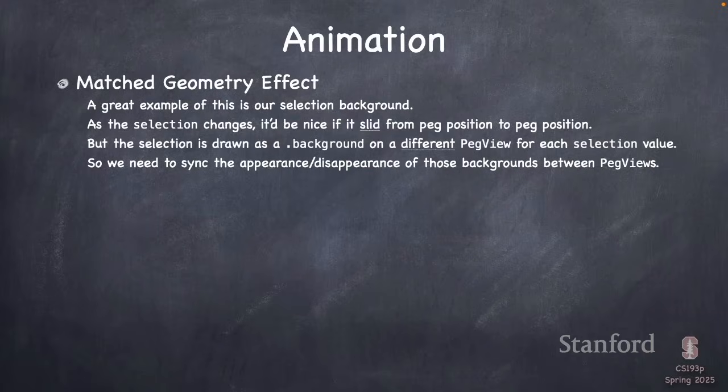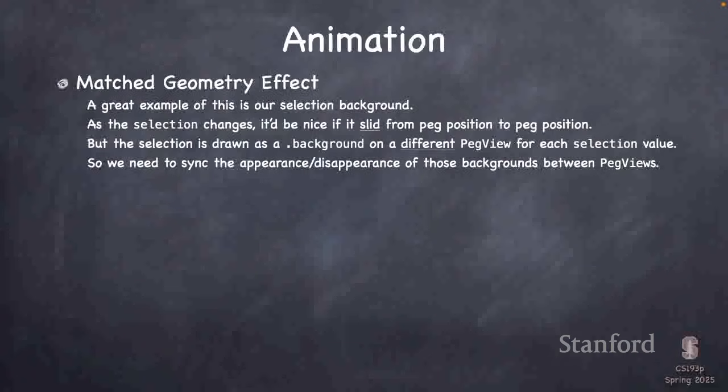Now, what's an example of this? We have one in CodeBreaker, our selection. When we tap on the selection, it's actually causing a background view on one peg to disappear and then a new background view to appear on the other one. So that's views coming and going. If I wanted the thing to slide over as I clicked, then I'd have to use this match geometry effect, and I'm going to show you how this works on Wednesday.